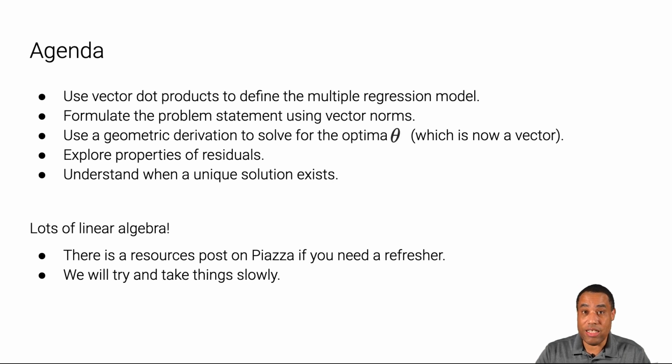We're going to use ideas from linear algebra to rewrite the model in terms of a vector dot product. We're going to formulate the problem statement using vector norms. We're going to use a geometric derivation to solve for the optimal theta. In this case now, theta is going to be a vector. And we're going to explore properties of residuals and understand when a unique solution exists. So there'll be lots of linear algebra. And we have a resources post on Piazza if you need a refresher. And we're going to try and take it slow so that you can follow along.